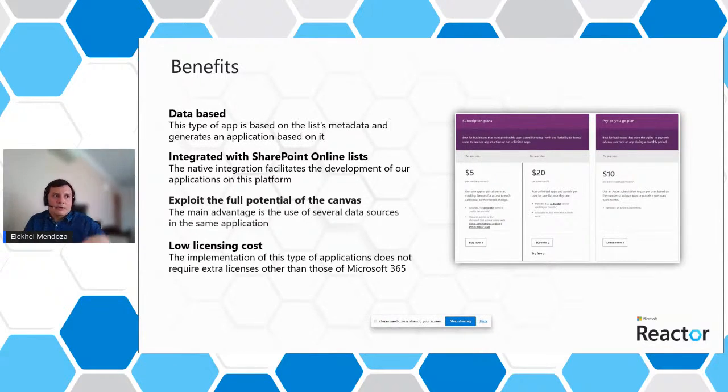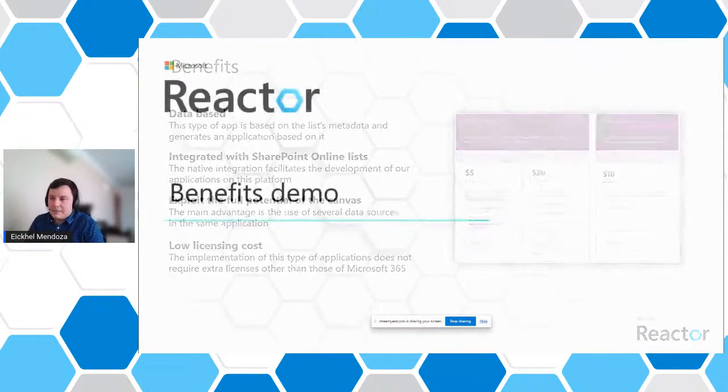For example, you want to connect to Planner. Planner is a standard connector because it's from Microsoft 365. So this is a good reason to love this type of apps.